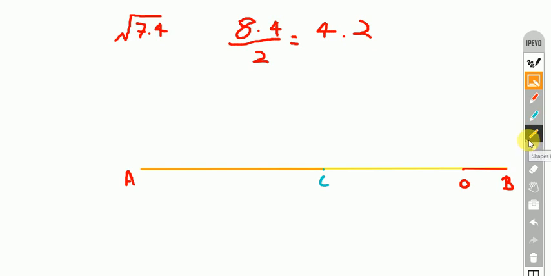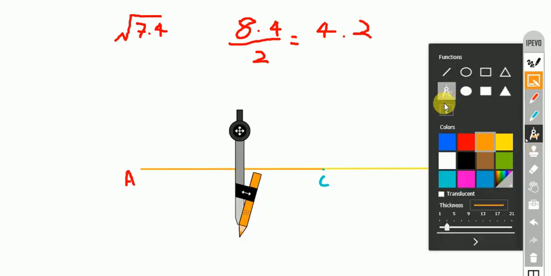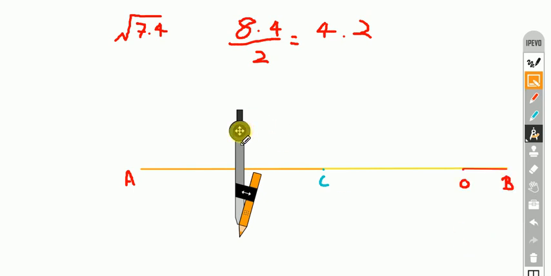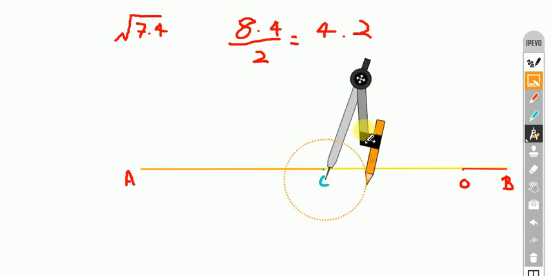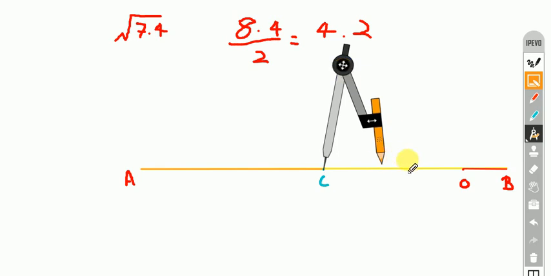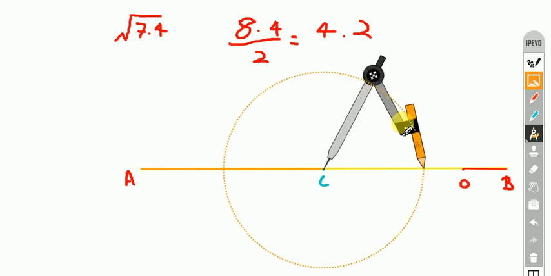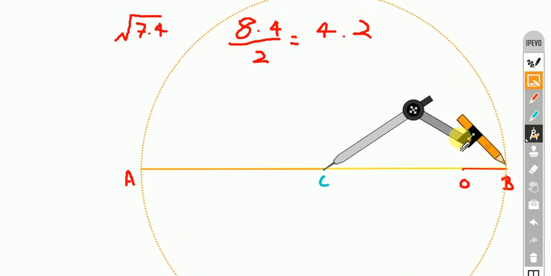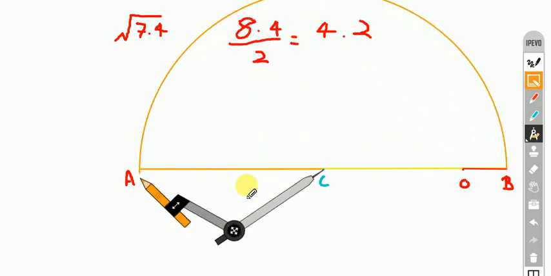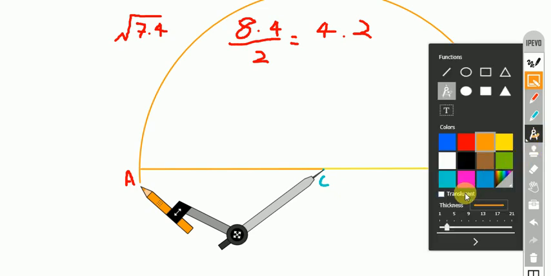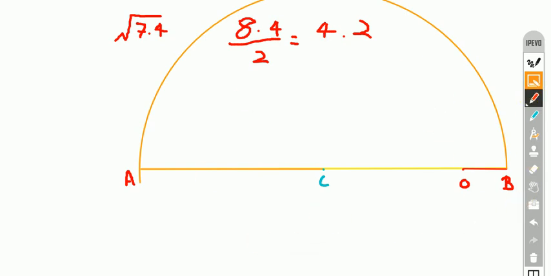Now we have to draw a semicircle. Put the compass over here. I'll extend this out. With this as a center, I'll mark the radius over here and draw a semicircle. Quite a big semicircle it is. This is our semicircle. Now next, as you know, we have to draw a perpendicular from point O on line AB, cutting this semicircle.